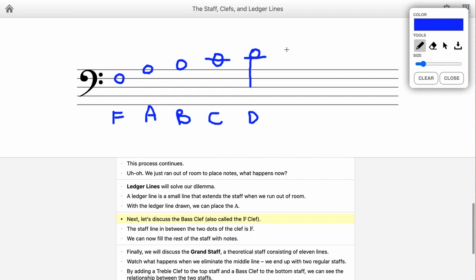It doesn't matter what the shape of the note is. It just matters where it's located. So if we go one more higher, we're going to need another ledger line. And we put this note on the ledger line, through the ledger line. And that becomes the note E. The shape of the note has nothing to do with the letter name.